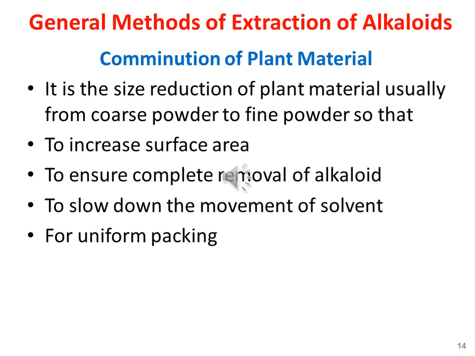When the surface area of the plant material is increased, the contact between the flowing solvent and the plant material will be enhanced, and hence the diffusion of the alkaloids from plant material into the solvent will also be increased. It will also slow down the movement of the solvent, and hence the fine powder plant material will produce more resistance to the flow of the solvent. It will also help in the uniform packing of the plant material. So comminution of the plant material is the reduction of the size of the plant material, and it will help in the diffusion of the alkaloids into the solvent.